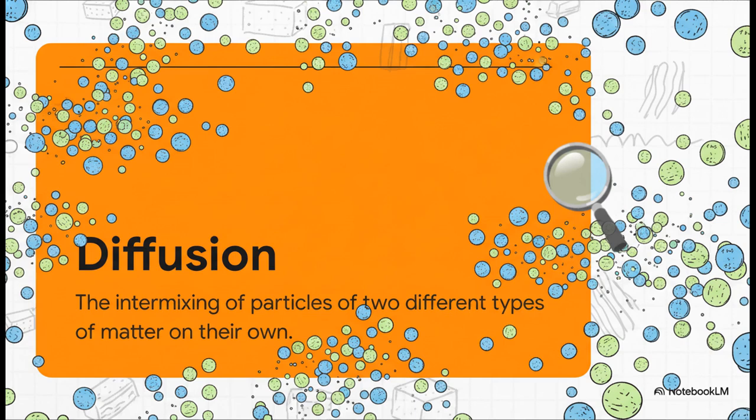This constant movement of particles in liquids leads to a very fascinating phenomenon called diffusion. This is the process where particles of two different substances mix into each other all on their own, simply because they are moving around and have spaces to move into.